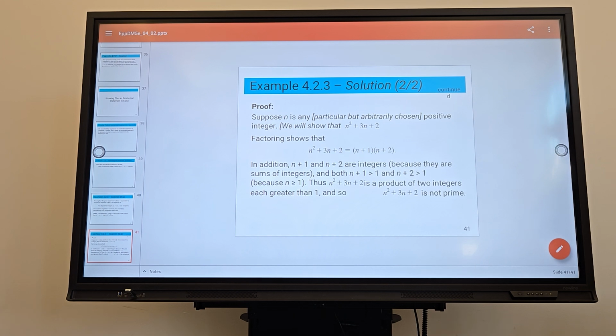In addition, n plus 1 and n plus 2 are integers because they are sums of integers. And both n plus 1 is greater than 1 and n plus 2 is greater than 1, because n is greater than or equal to 1. Thus, the expression is a product of two integers, each greater than 1. Therefore, by the definition of a prime, n squared plus 3n plus 2 is not prime.